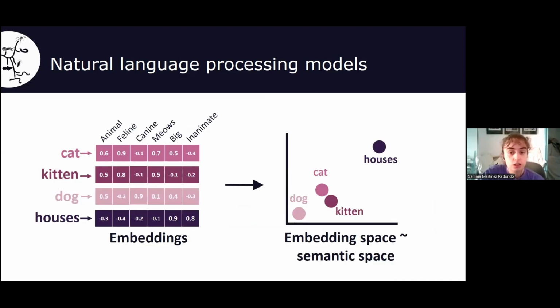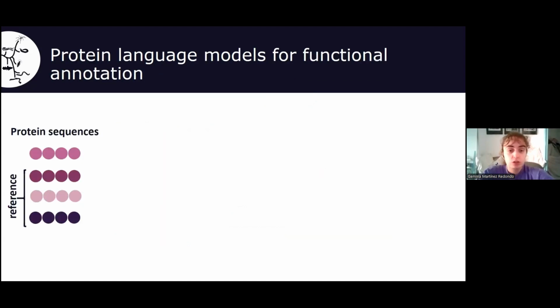So once we have those embeddings, the idea is that if we represented these vectors, they could show that the words that are similar in meaning would be closer in the vectorial space, in the embedding space. So now the idea is to transfer this to proteins.